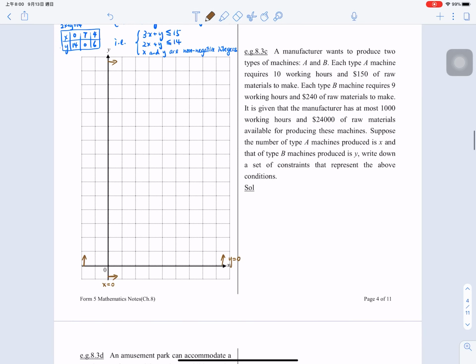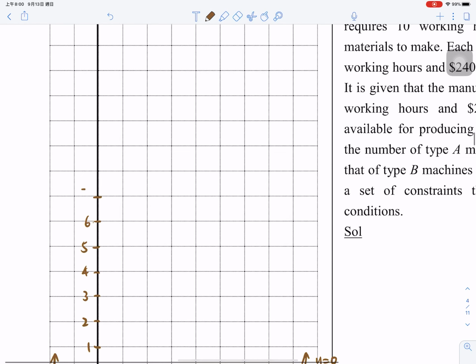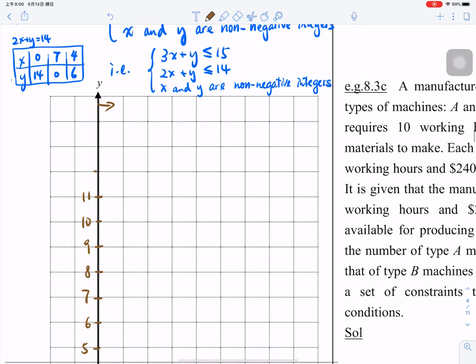Mark it. Okay, no scale here, cannot. Okay, -1. Okay, 1, 2, 3, 4, 5, 6, 7, and 8. How about vertically? Just like this. So you need to mark all the points here on the axis, both axes actually.